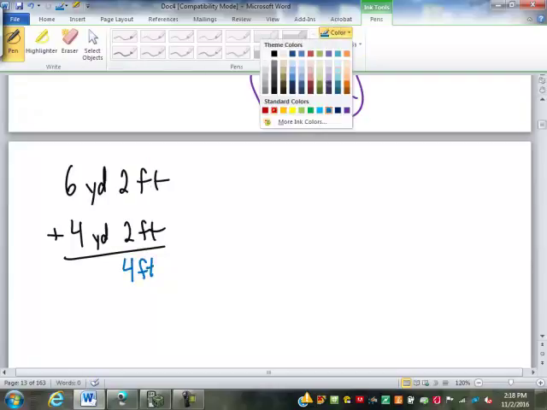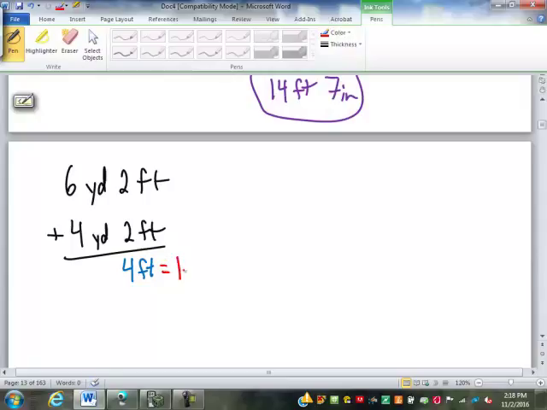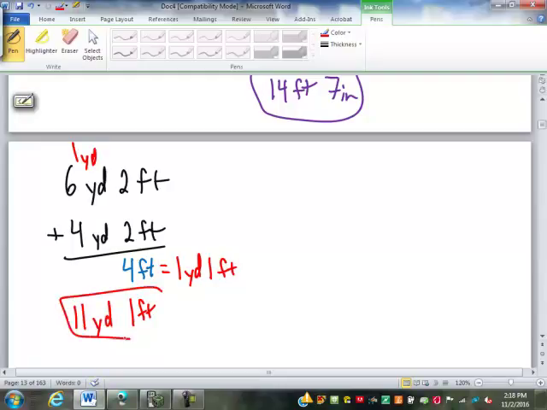We know that that is bigger than a yard. So that's 1 yard with how many feet left over? 1. Perfect. Keep the 1 foot. Carry the yard. 1 and 6 make 7. Plus 4 is 11 yards. So 11 yards, 1 foot.